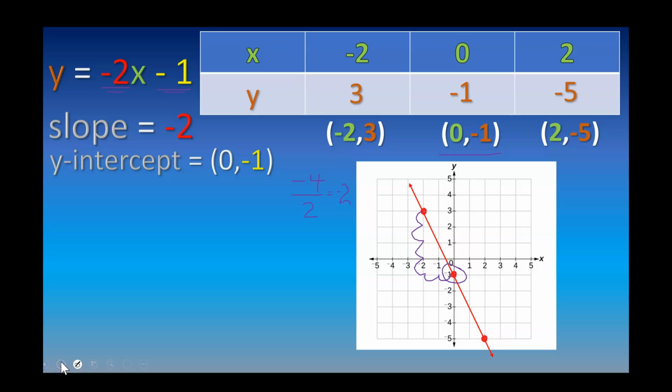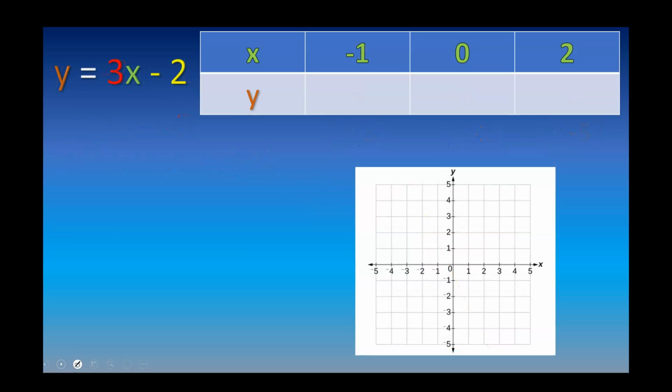A third example, 3x minus 2. What should be our slope is the number in front of the x, that's 3, and our y-intercept should be 0, comma, the thing at the end, negative 2. So if we put a negative 1 in, 3 times negative 1 is negative 3, minus 2 is negative 5. If we put in a 0, it's 3 times 0, minus 2 is negative 2. And if we put in a 2, 3 times 2 is 6, minus 2 is 4.